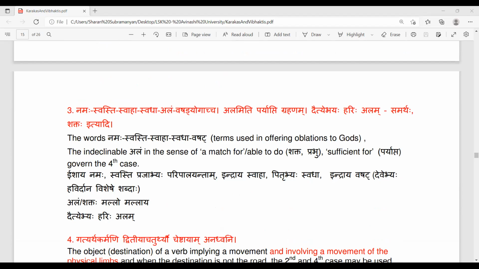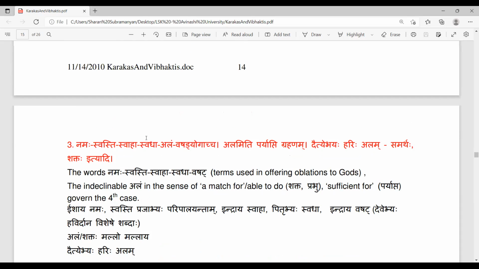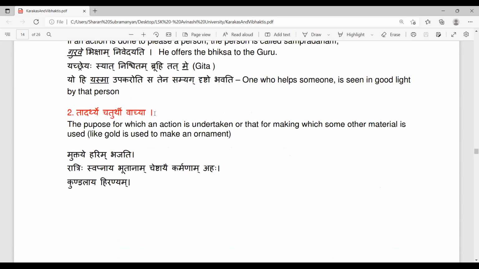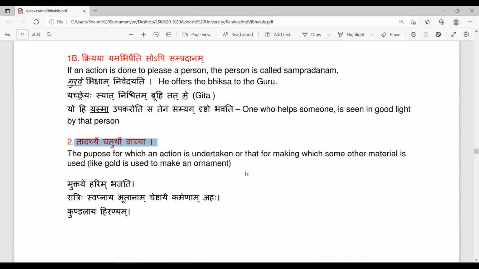So Tadarthe Chaturthi, that is, Chaturthi Vibhakti is assigned. That is not a sutra. Tadarthe Chaturthi Vaktavya, it's a Vartikam. A Vartikam is also there for the sutra in the second chapter, third section, under Anabhihite. Tadarthe Chaturthi is a Vartikam to the sutra.